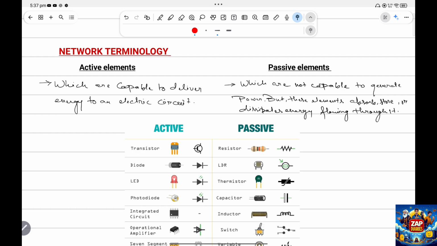In today's video, we are diving into the basics of network terminology. We'll explore active and passive elements, understand nodes, junctions, branches, loops, and meshes. And I will walk you through some examples to calculate the number of meshes, junctions, and loops in a given circuit. So let's get started.